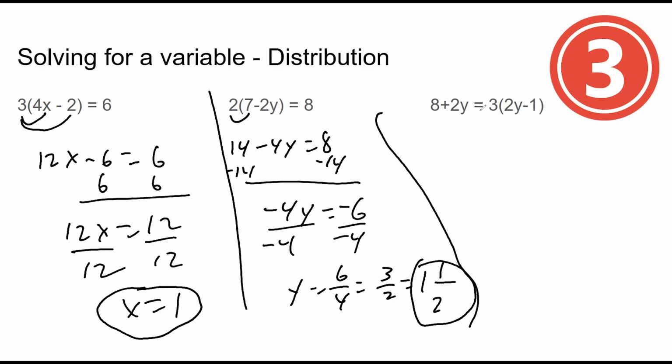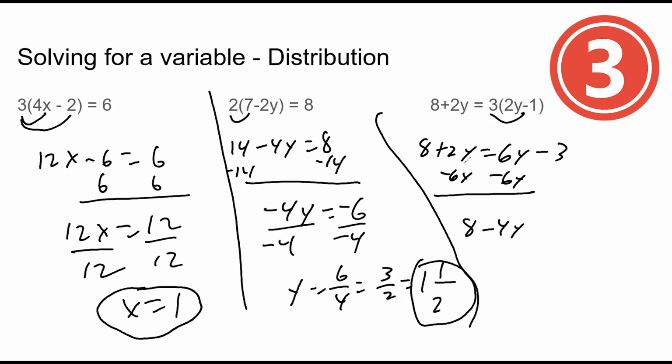All right. Now, 8 plus 2y. Okay, I'm going to distribute first. So I'm going to do 8 plus 2y equals 3 times 2y is 6y, minus 3 times 1 is 3. Now, I'm going to move the y over, so negative 6y, negative 6y. And I get 8 minus 4y, because 2y minus 6y is 4y, equals, that goes bye-bye, minus 3.